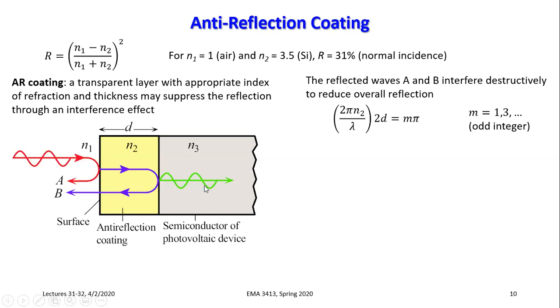Okay, so how do you achieve a destructive interference? Well, the way to achieve that is that the phase angle between A and B will have to be 180 degrees off: pi, 3 pi, 5 pi, okay? And the phase angle change is really concerned with how thick that material is.